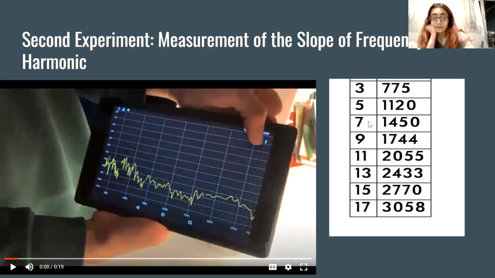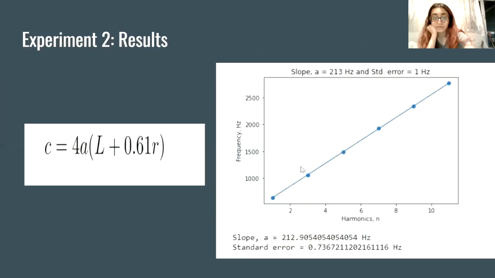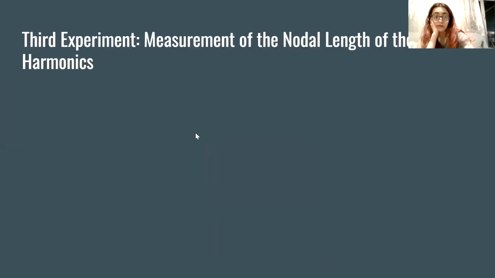And then we took these resonance frequencies and we plotted them against the odd harmonic integers. And what we found from the slope was A, which was 213 Hertz, and we put it into this equation on the left to find out the speed of sound, which came out as 340 meters per second, which is also not a bad value.